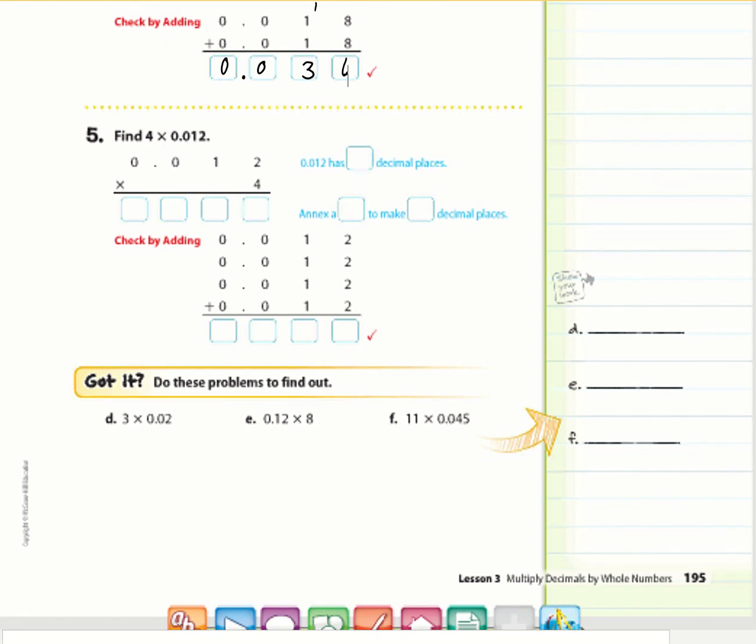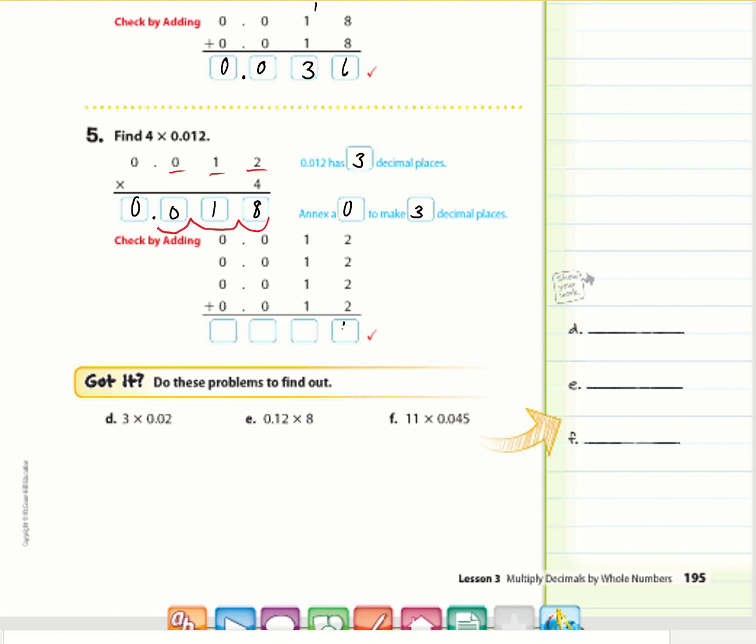All right, so we're going to move on to example 5. This is 12 thousandths, which has 3 decimal places. And we are going to go ahead and multiply. 4 times 2 equals 8. 4 times 1 equals 4. 4 times 0 is 0. 4 times 0 is 0. So we are going to annex a 0 to make 3 decimal places. So we have 1, 2, 3, 1, 2, 3.